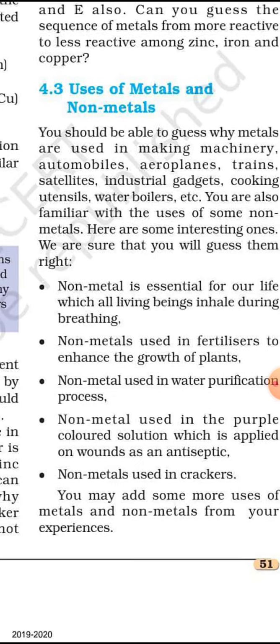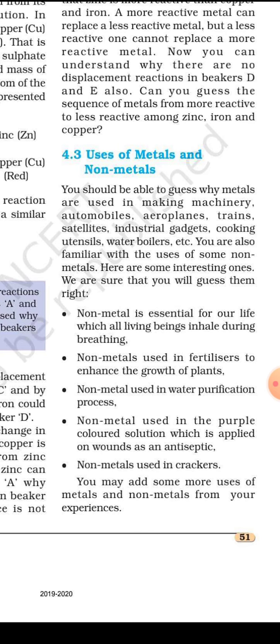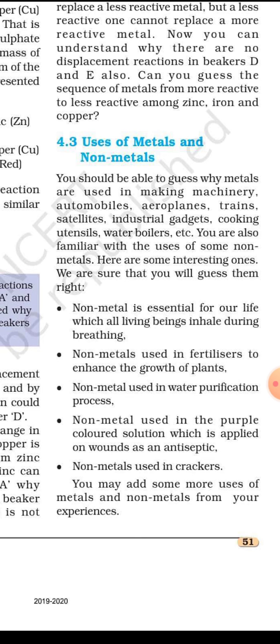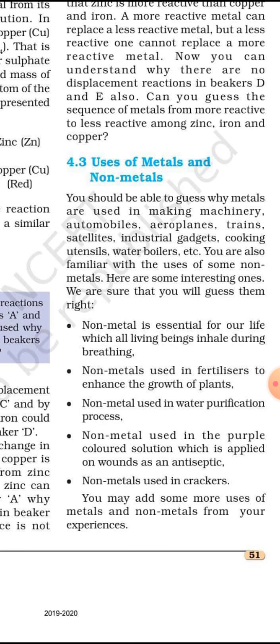A non-metal is also used in the water purification process. A non-metal is also used in which color? Purple color. Where do we use this? When we get a wound, it is used as an antiseptic. It is used in crackers also.